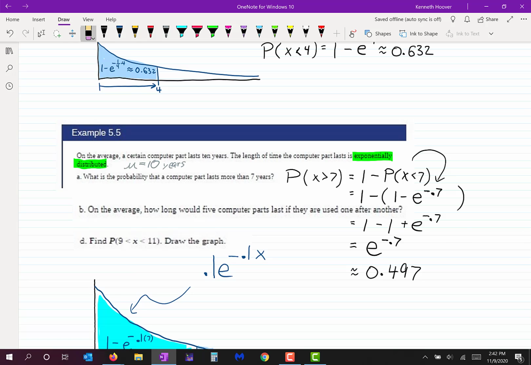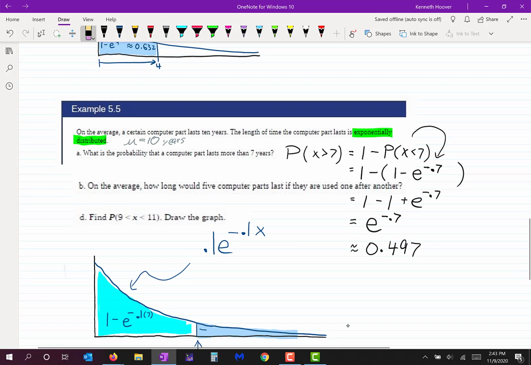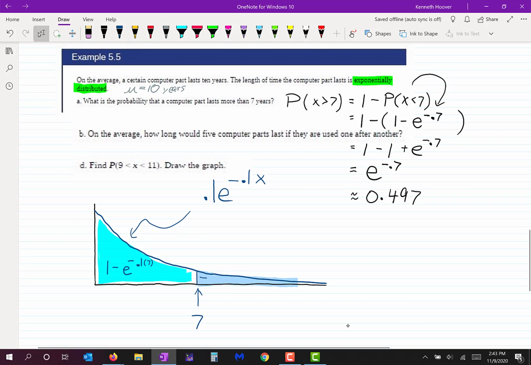Okay, now let's answer B. On average, how long would 5 computer parts last if they're used one after another? Okay, that one's really easy, and we do not need to look at the graph down there because this is actually much easier than it might seem. Let me erase all that stuff down there because we finished part A.